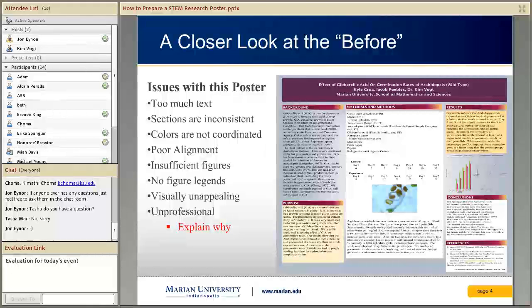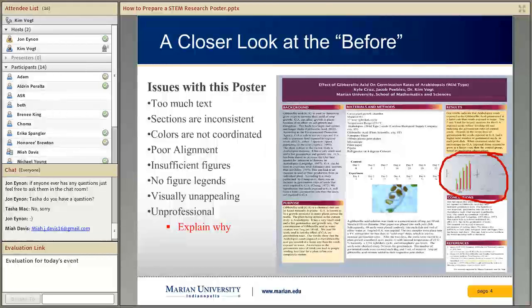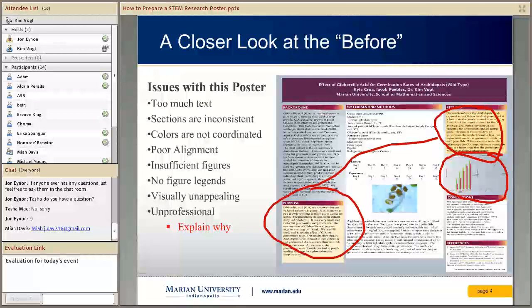Also, our sections are inconsistent. If you notice, the boxes are kind of all over the place. They don't line up well in a nice grid. The colors are not coordinated, so we have these purples and yellows, and then we have a picture that has blue, but nowhere else in the poster do we have blue. We have these graphs that are red and green and in no way, shape, or form coordinate. We have these yellow boxes over here that I don't even know why they're there.